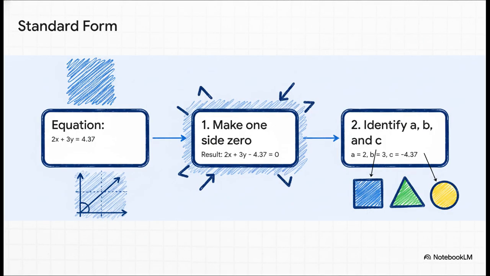Let's see this in action. Say we've got 2x + 3y = 4.37. To get it into that standard form, all we have to do is make one side of the equation equal 0. So we just subtract 4.37 from both sides. That gives us 2x + 3y - 4.37 = 0. And now it's super easy to see what's what. a is 2, b is 3, and c is negative 4.37. It's really just about rearranging the pieces.